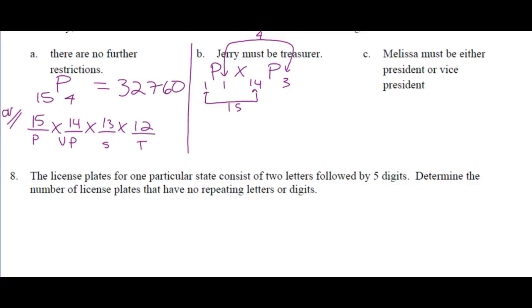What's another way to do that? Well, president, vice president, secretary, treasurer. It's our restriction, right? How many ways do we have of choosing the treasurer? 1. When you're doing fundamental counting principle like this, you have to deal with the restrictions first. We got to take Jerry, we got to stick him in there. How many people are left for president? Okay, so 14, 13, 12. Which is equal to 2,184, both of these, right?